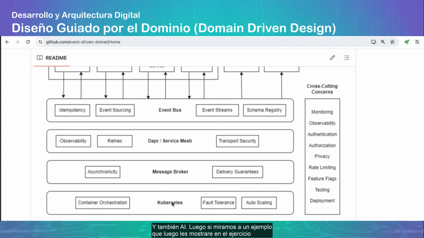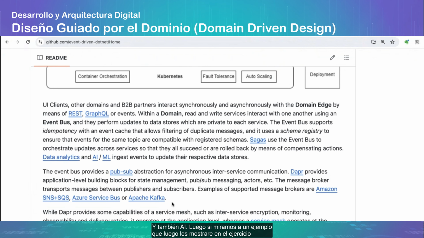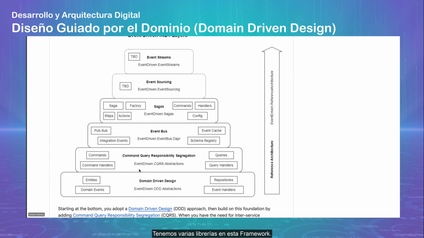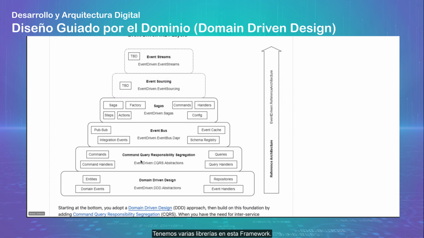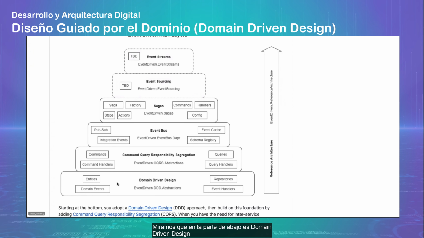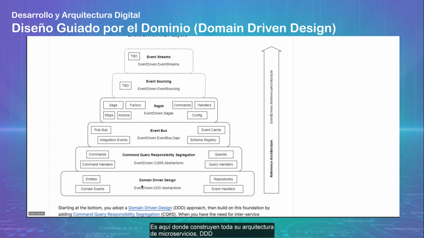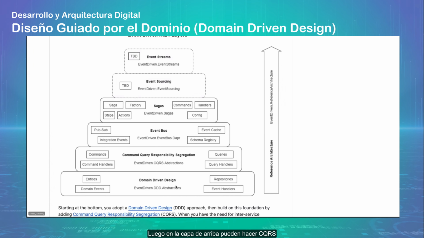And then if you look at an example, which I'm going to show you in the exercise, we're going to get to that. But in terms of the libraries that are available in this framework, they're listed here. And you notice at the very bottom is domain-driven design. So there's a library called event-driven.ddd.abstractions, and all of this is available in NuGet as packages.